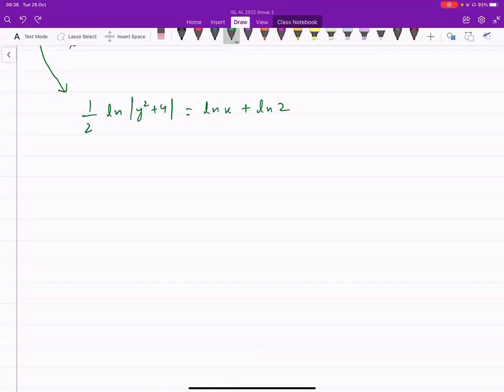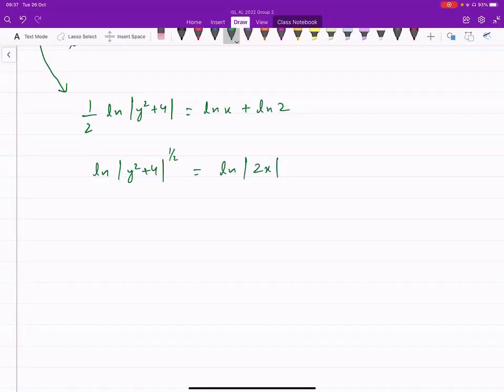ठीक है, लेफ्ट साइड पे हम क्या कर सकते हैं? We can say this is y square plus 4. इसको पावर में ले जाए 1/2, right? On the right side we have ln of 2 times x. Product rule use करके ln of 2x आ गया.